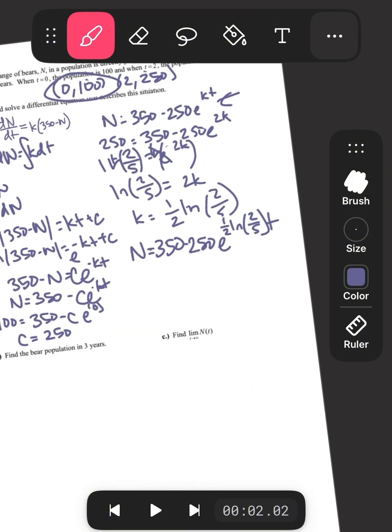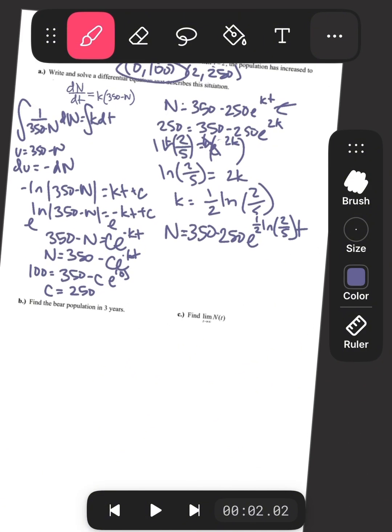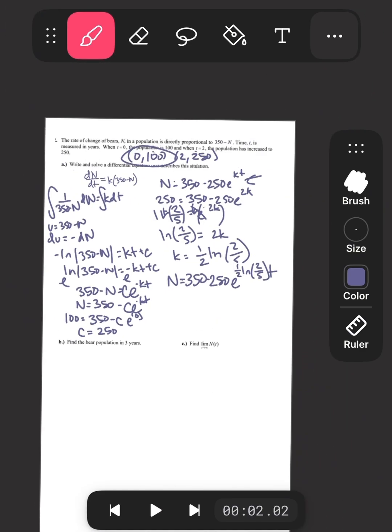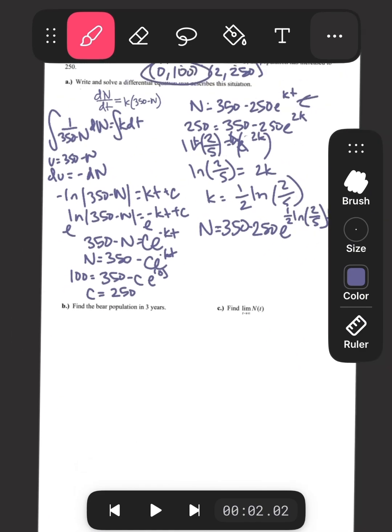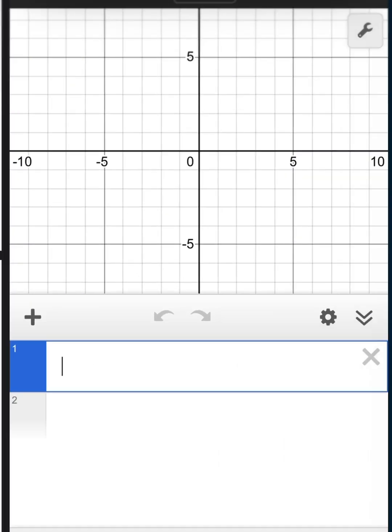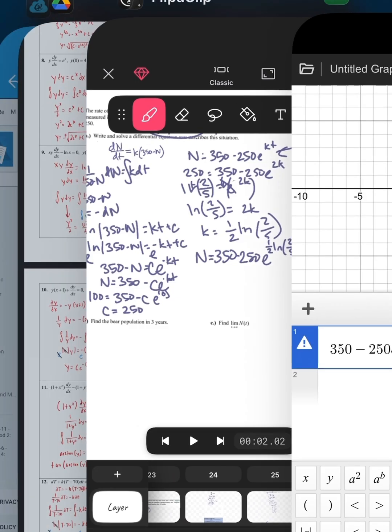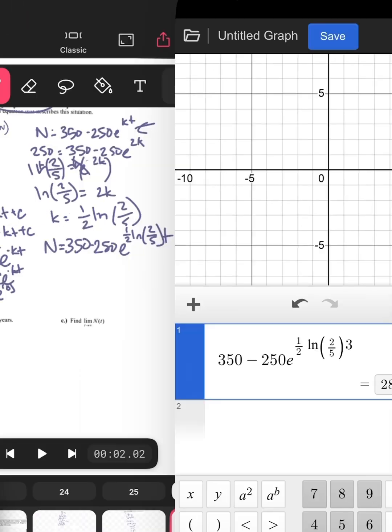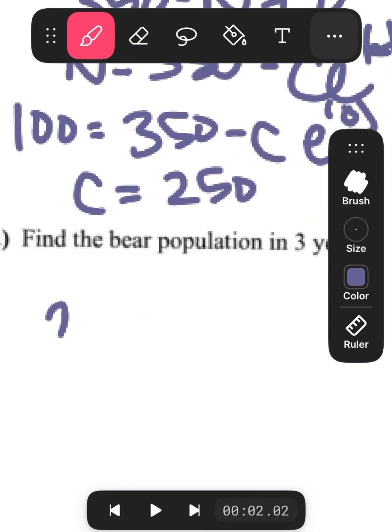All right, so there you go. There's your particular solution. Now we get to do some fun stuff with it. So first up, find the bear population in 3 years. t is measured in years, so that basically just means that we can plug in 3 for that. So I'm going to do this part on a calculator because you have to. About 287 bears.